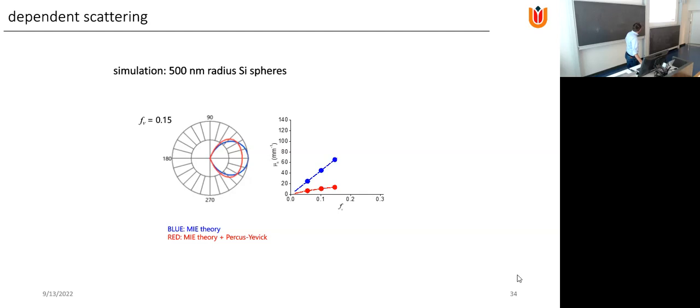This would be for 15%. This would be for 20%. So what you see happening is that if I don't take anything into account, then the scattering coefficient just scales linearly. If I double the amount of particles, then the scattering coefficient also doubles. For the phase function, you see no change at all, because it just behaves as the phase function of one particle.